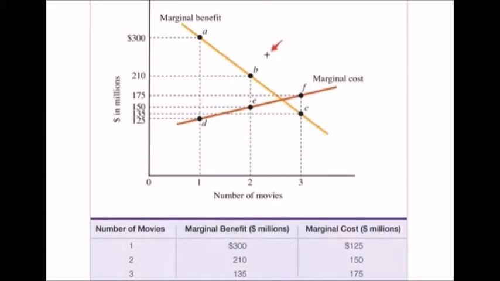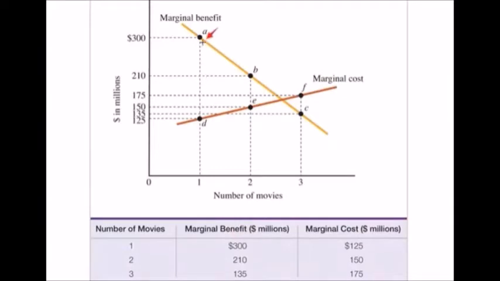So let's look at this example where we're looking at how many movies should we make. And this is the making of remakes of a given movie. So what we look at is, suppose you make one edition of a movie franchise, and that first movie costs you $125 million. But you earn $300 million.